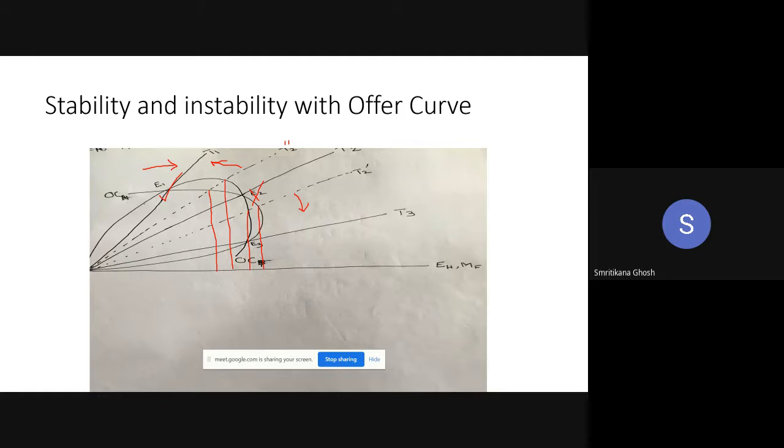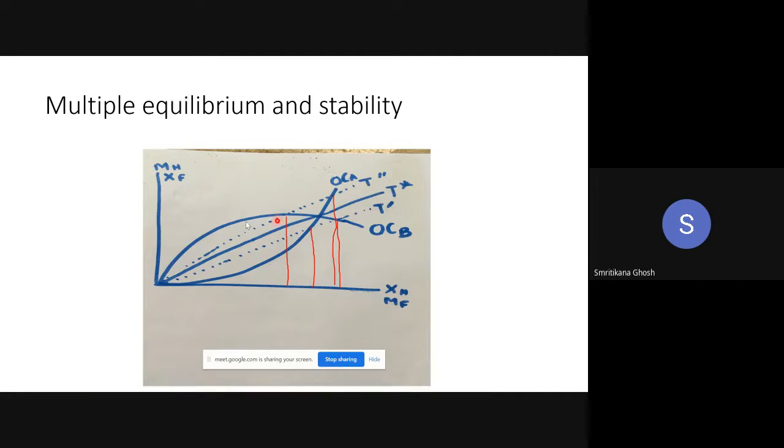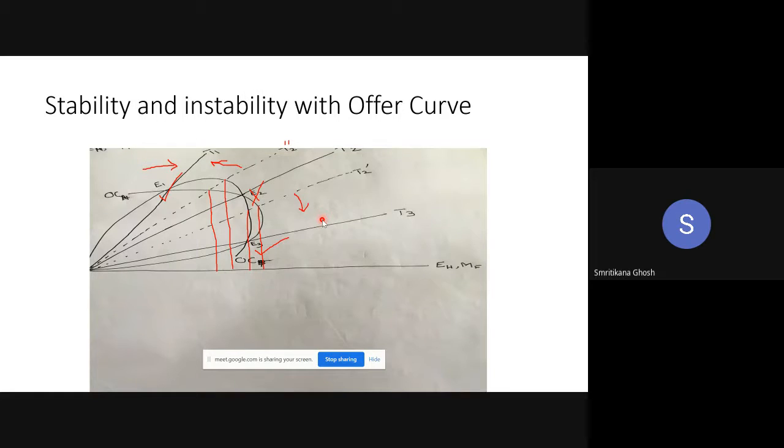And the same logic is applicable for E3. So E3 is also, you can try, if you have your copy in your hand with a pen, you can just draw and check. E3 is also a stable equilibrium. So, look, what is the speciality of this total discussion? If both offer curves are upward rising like this, the equilibrium is stable. That is discussed.